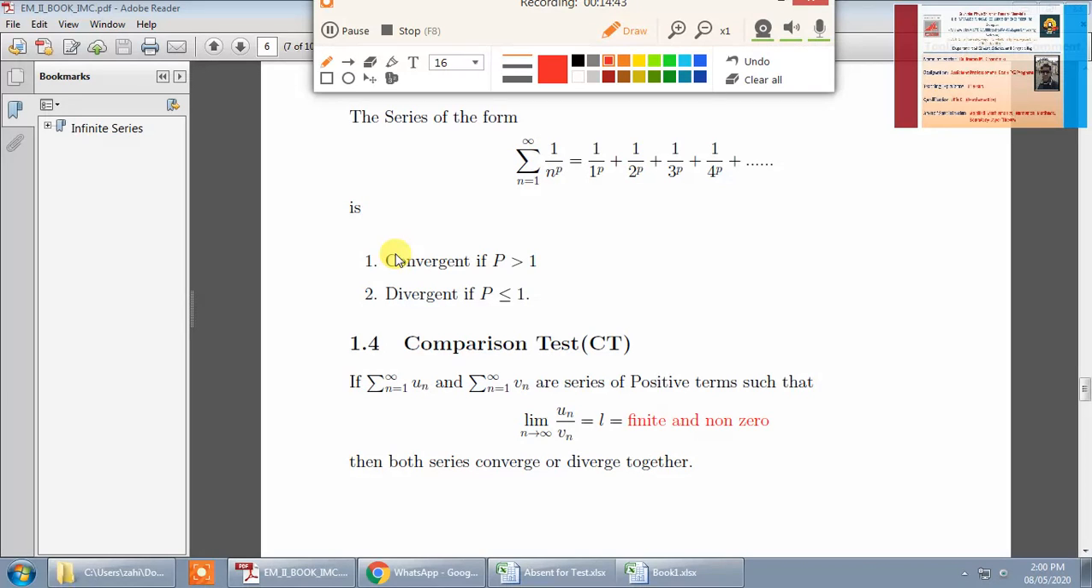Okay, and the tests are in front of you. The first test we have seen is the p series. See whether it is a p series. If it is a p series and the p value is greater than 1, it converges, and if it is less than or equal to 1, it diverges.